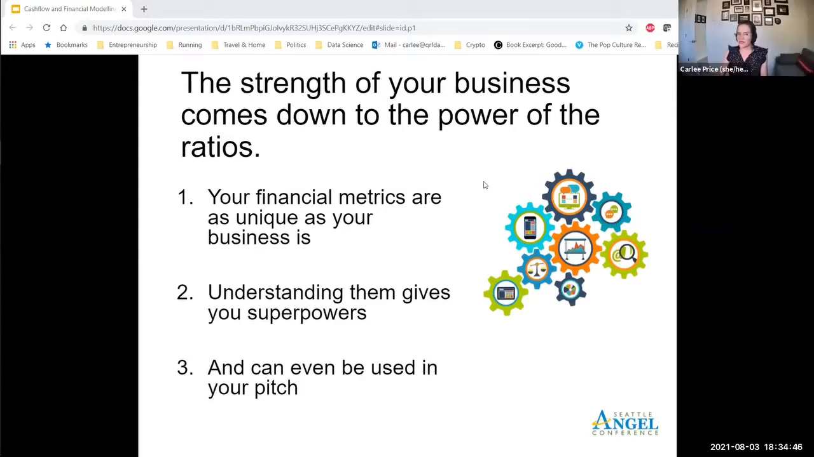So the strength of your business comes down to the power of these numbers and the power of the ratios that come out of them. Your financial metrics are as unique as your business is and should be considered the same way. You can't use industry standards. You can't sub those in. You have to do the work around your business specifically. Understanding these numbers and being able to communicate them gives you superpowers, and there's no better place for this type of information than in your pitch.